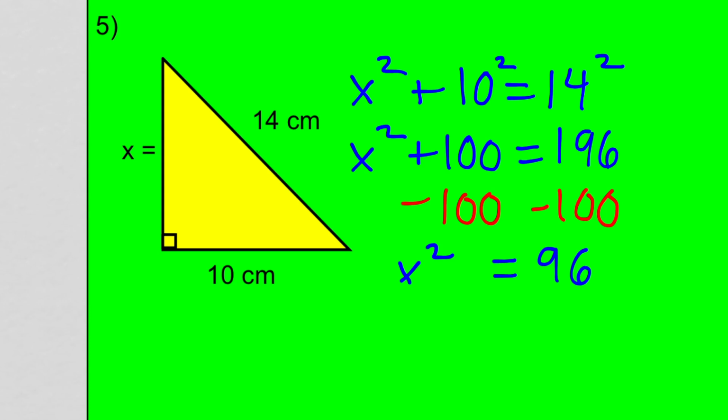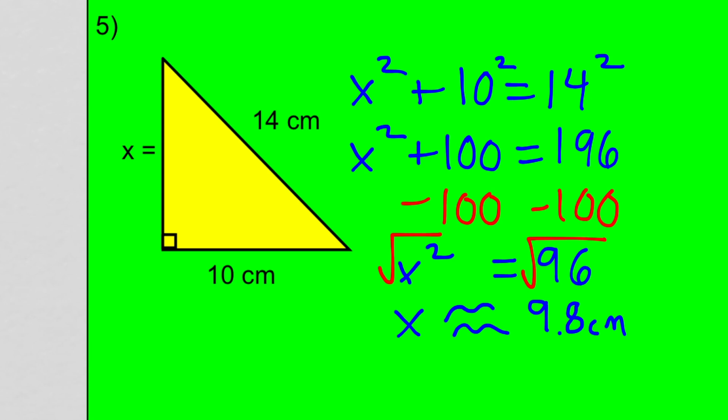And now we want to figure out the value of x, so we square root both sides. The square root of x squared is x. And the square root of 96 is approximately, well, we know the square root of 100 is 10, so the square root of 96 is going to have to be a little below 10. So the square root of 96 is approximately 9.79. We can round that off to 9.8 centimeters. And that's the length of that leg.